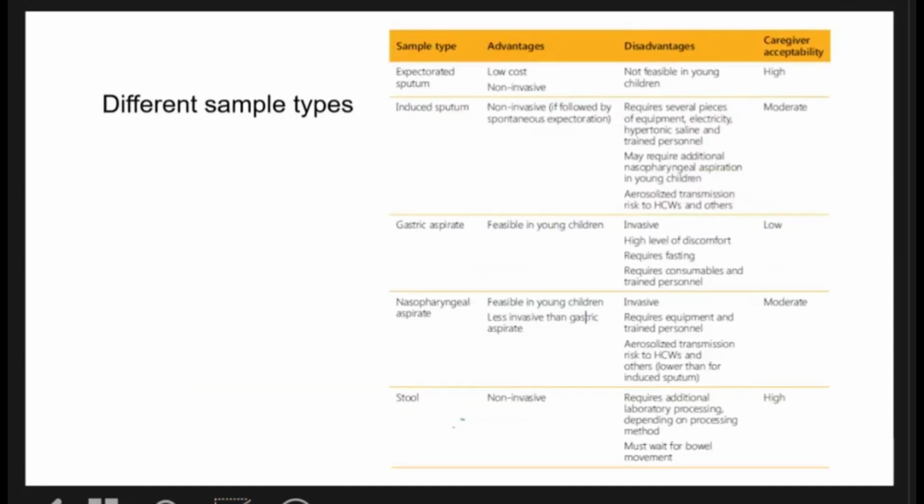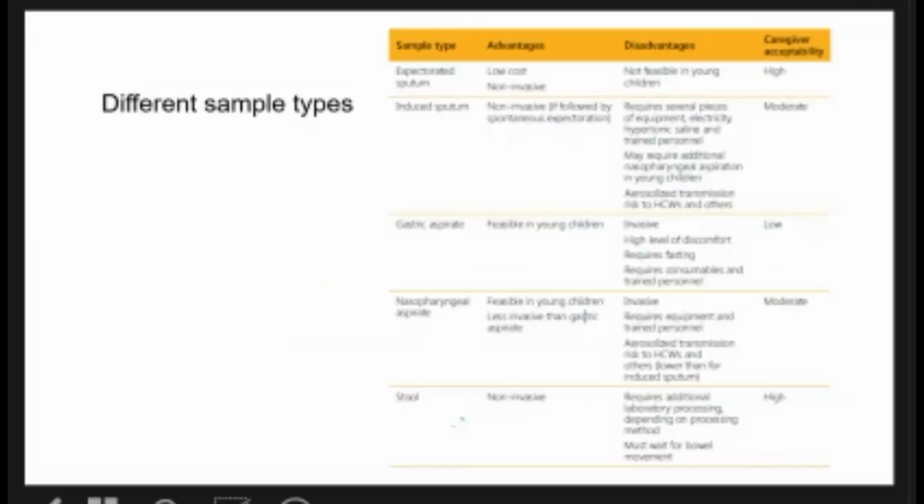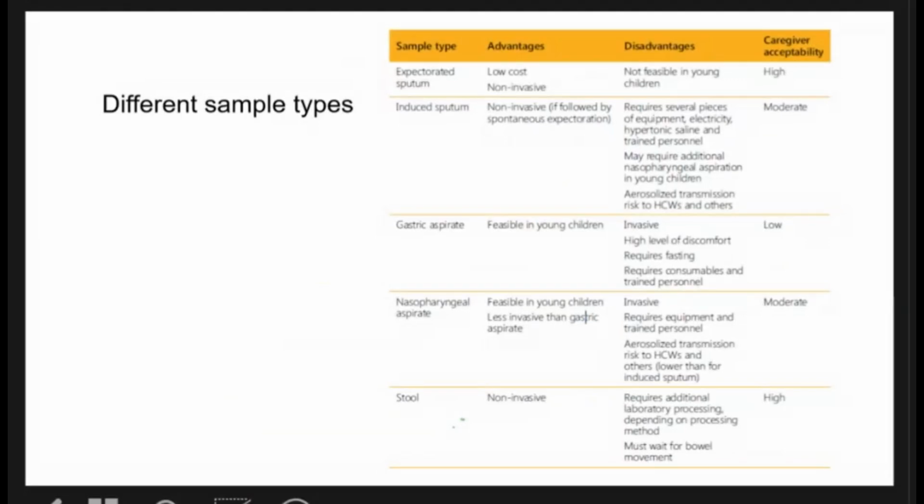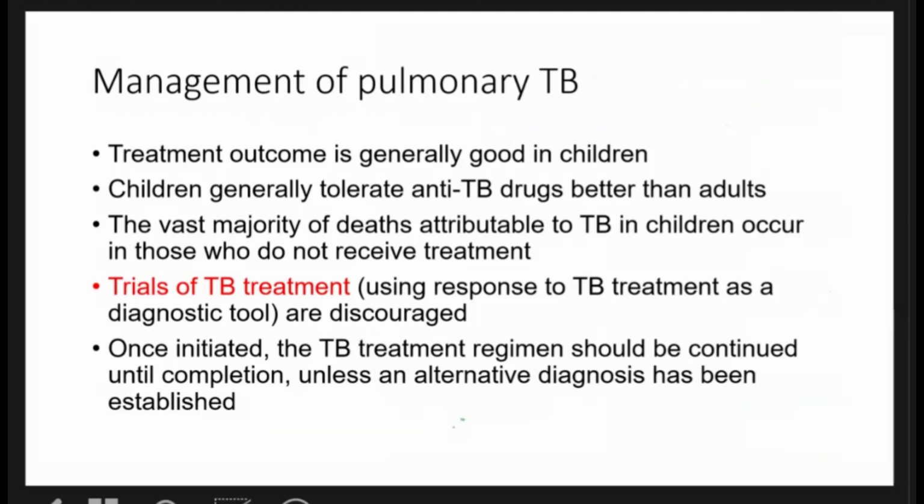The caregiver acceptability is very high for the expectorated sputum as well as the stool, because all the other investigations like induced sputum, gastric aspirate, and nasopharyngeal aspirate are invasive. So this is a non-invasive method to detect TB, with sensitivity and specificity equal to respiratory samples.